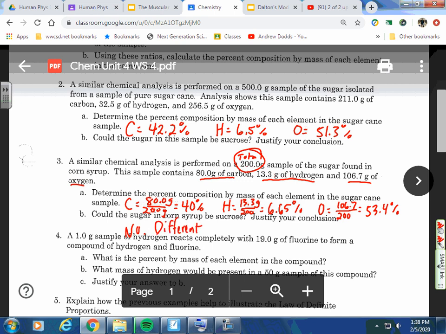And so we're really focusing on that point, that with the law of definite proportions that we had as our success criteria before, those percentages should always be the same. Because the carbon, the hydrogen, and the oxygen are always going to have to combine in the same way if it's going to be sucrose. Okay?